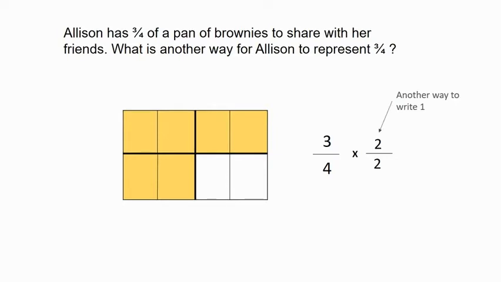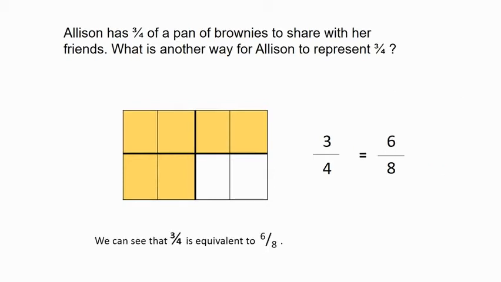2/2 is just another way to write 1. So 3 times 2 is 6, 4 times 2 is 8, and we have 6/8. We can see from the picture that 3/4 and 6/8 cover the same area of the pan of brownies, and 3/4 is equivalent to 6/8.